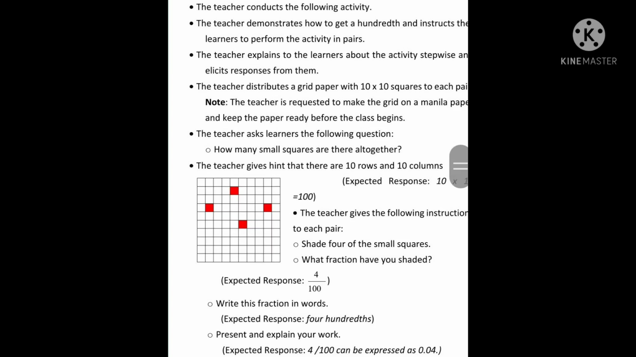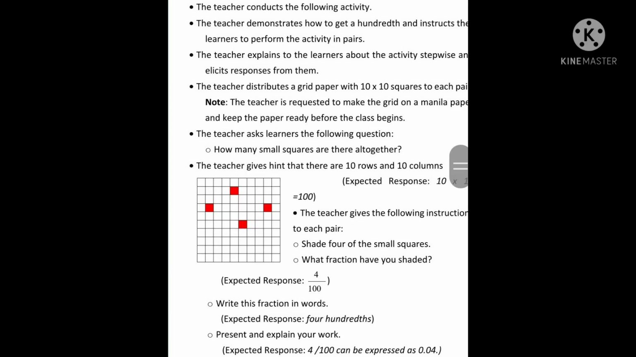Then the teacher gives them the following instructions. Number 1, shade 4 of the small squares. So the children would shade 4 of the small squares, as you can see. Then the teacher would ask, what fraction have you shaded? The expected response would be 4 upon 100. Then the teacher would ask them to write this fraction in words. The expected response would be 4 hundredths.